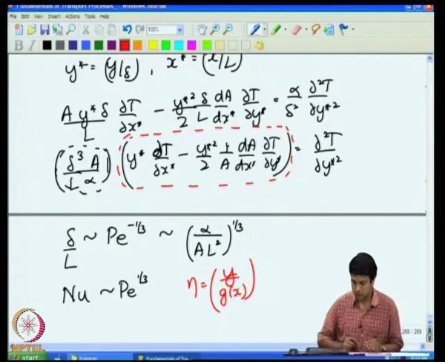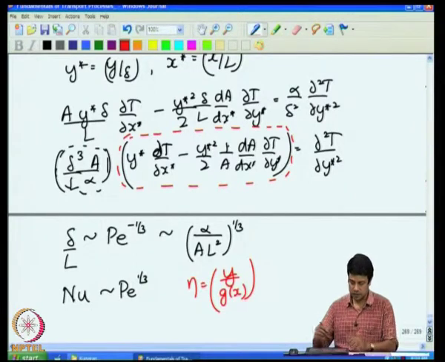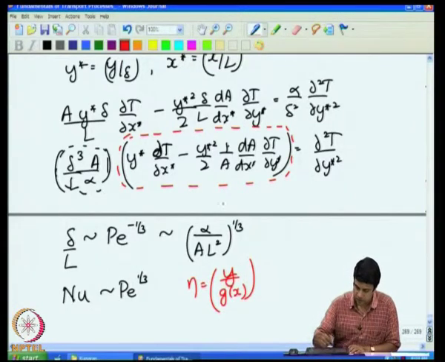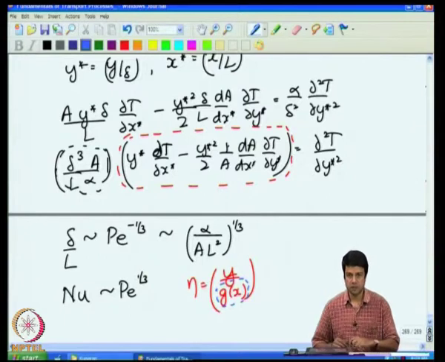eta is equal to y by some function g of x. Use this similarity transform in the equation and then find out the condition on the boundary layer thickness g of x, which reduces the conservation equation to a similarity equation, and then from that you calculate the heat flux the way we have done for the flow past a sphere. But independent of what the configuration is, you will always get a Nusselt number going as Pe power 1/3 whenever there is flow past a solid surface.